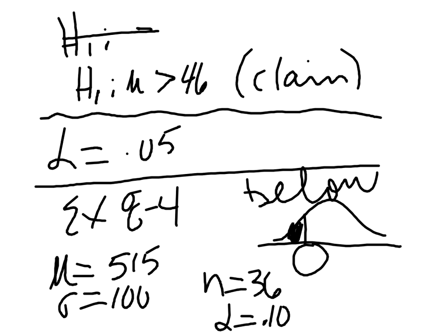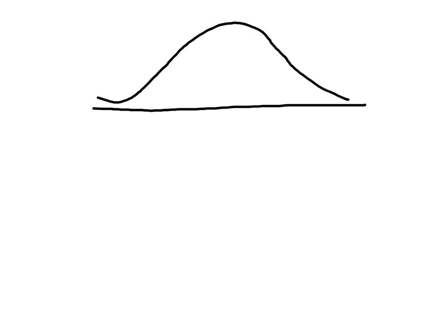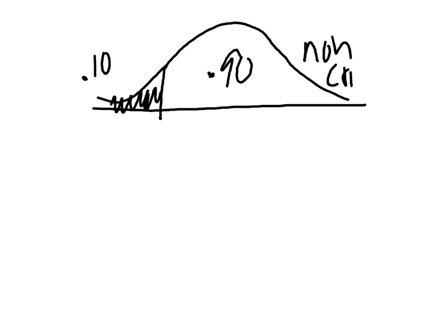So now that I've got that information, I can concentrate on setting up a situation, and of course I always recommend that you draw a raw bell curve and list the important items. It's not much. We're going to have a critical region here, and that will be 0.10. That's our alpha. And then the other 90% is the non-critical region. And of course this is our critical region.